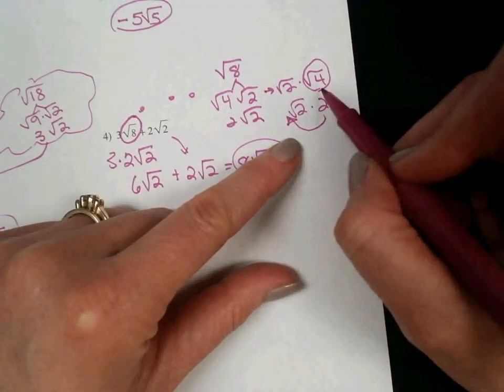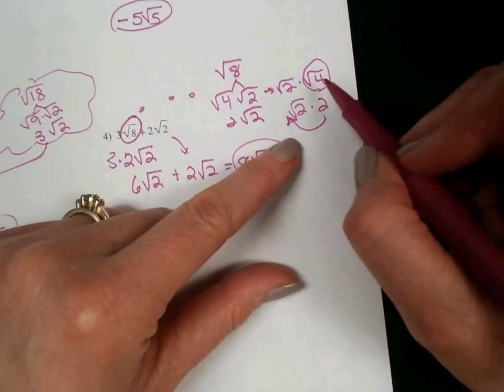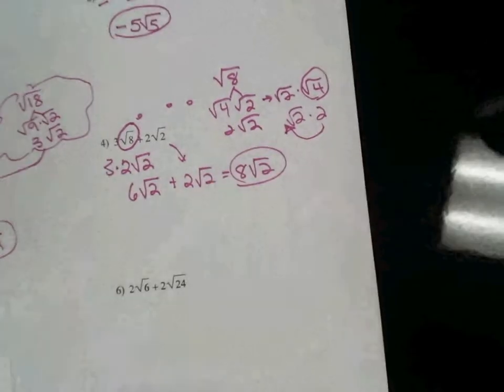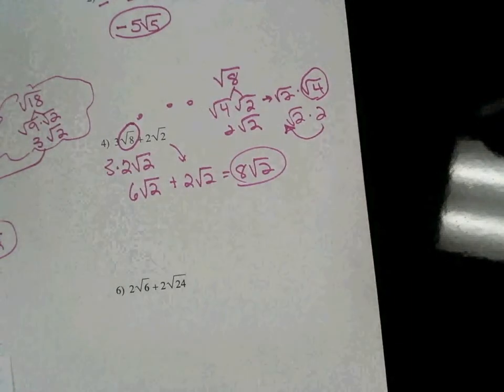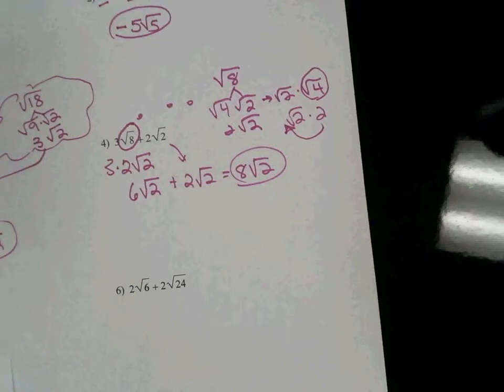Only the one that's the perfect square can be simplified. The square root of 2 is not a perfect square, so this stays radical 2. The square root of 4 is 2. You did divide by 2, I think, to get 1. But that's not what square root means. It means what number times itself equals that thing.